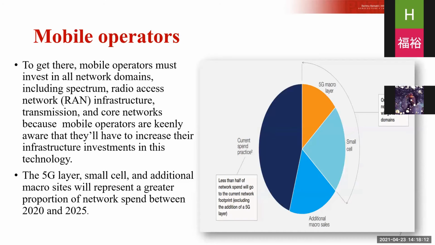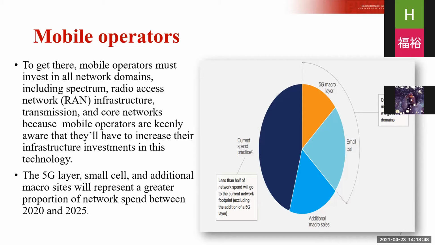So this slide is about mobile operators. To get there, mobile operators must invest in all network domains, including spectrum, radio access network, infrastructure, transmission, and core networks, because mobile operators are keenly aware that they will have to increase their infrastructure investment in this technology. As we can see from the chart, the 5G layer, small cells, and additional macro sites will represent a greater proportion of network spend between 2020 and 2025.